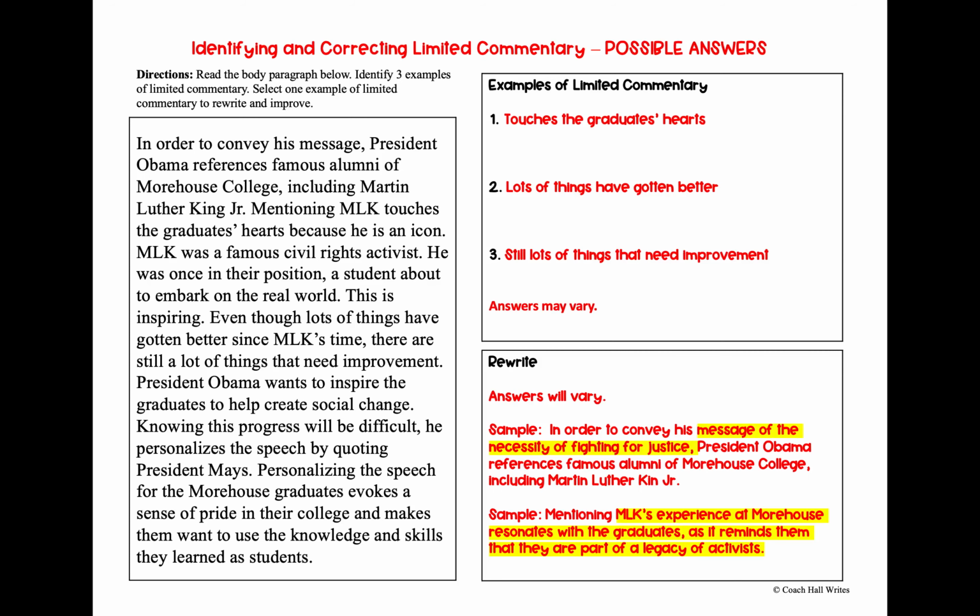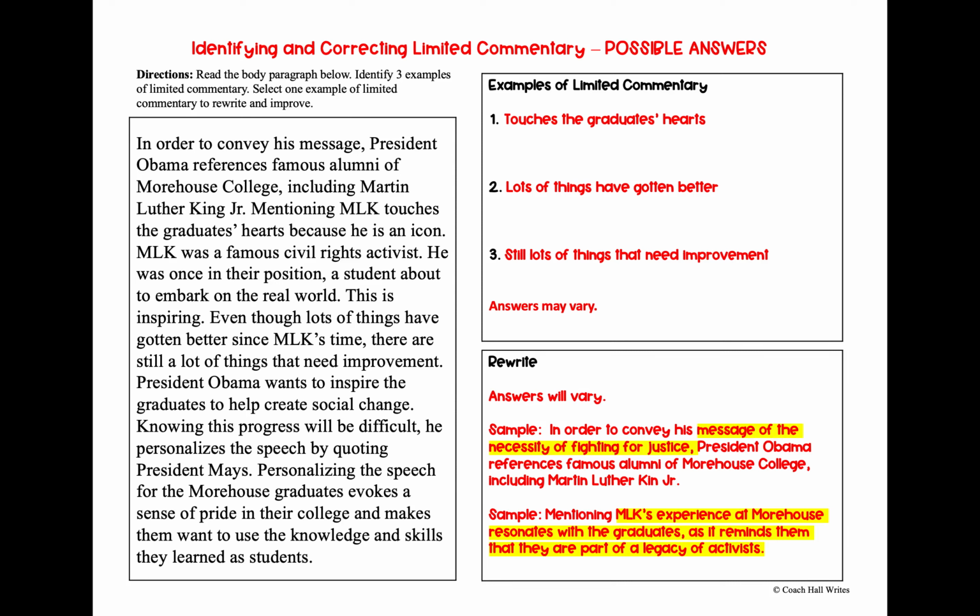Here are some possible answers. For the limited commentary, I would say that phrases like "touches the graduates' hearts" would be considered limited commentary. I've also seen students use similar phrasing like "opens the audience's eyes" or "opens the audience's hearts" or "paints a picture in the audience's mind." These phrases are limited because even though we know what you're trying to say, the phrasing is still a bit overused and it's also vague.